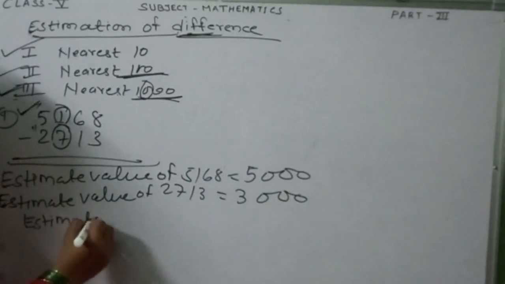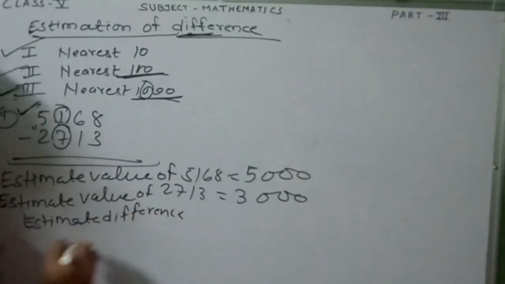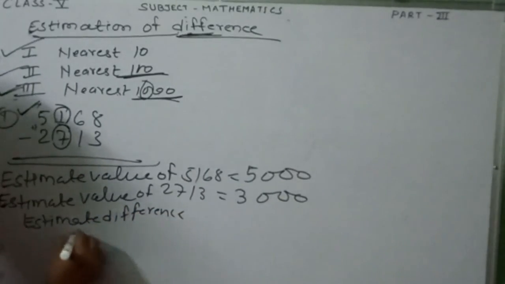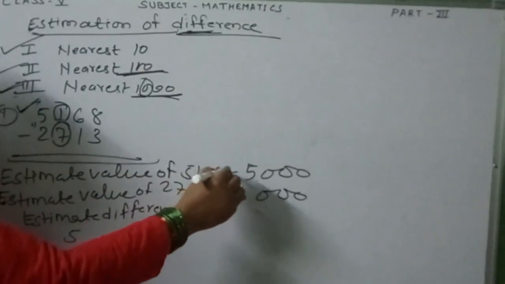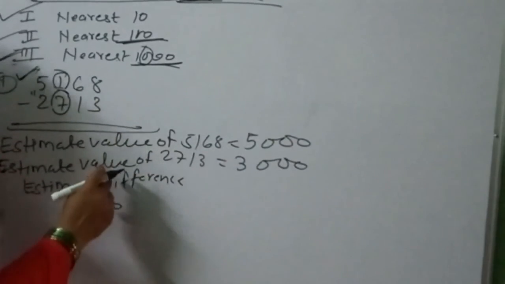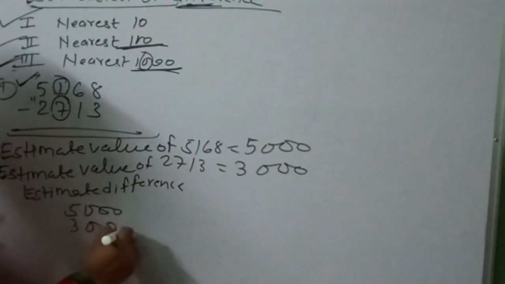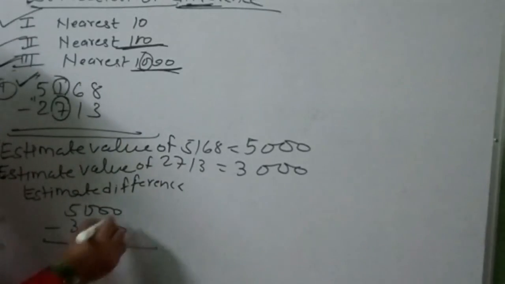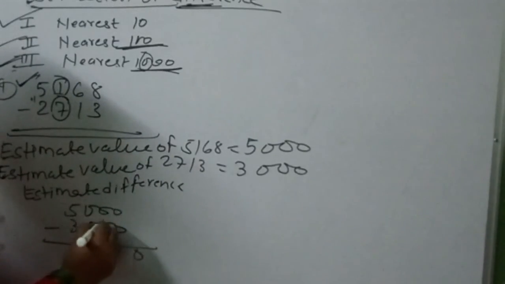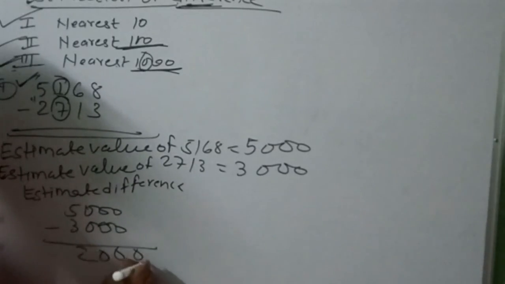Estimate difference. In case of estimate difference, what is the estimate value of 5168? 5000. Write down 5000, and the estimate value of 2713 is 3000. Difference: 0 minus 0 is 0, 0, 0, 0, and 5 minus 3 is 2.